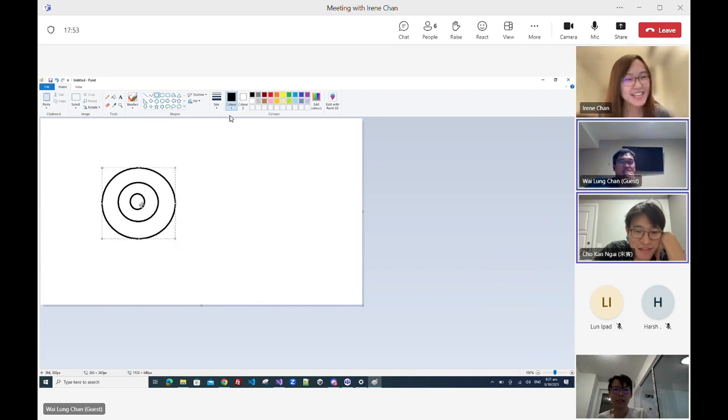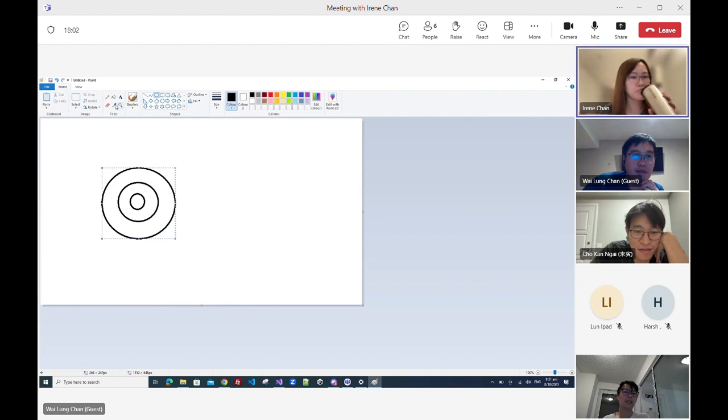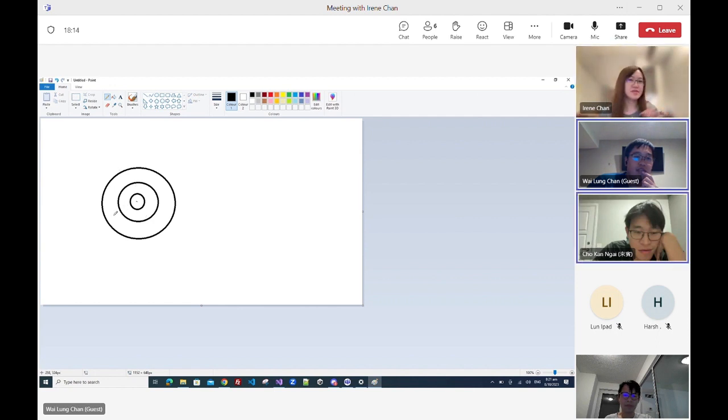Okay, I think this one is something like this. Then there's a center there. Where's my pen? There is a center. The center is 0, 0, right? Yeah, 0, 0. And then within this circle we get 10, and then within this we get 5, and then within this we get 1.